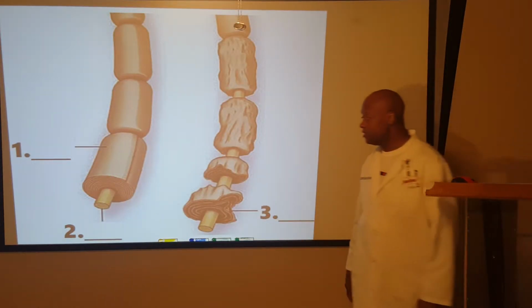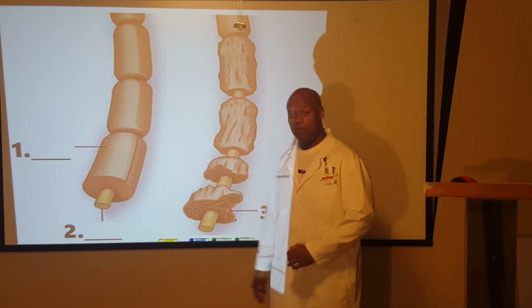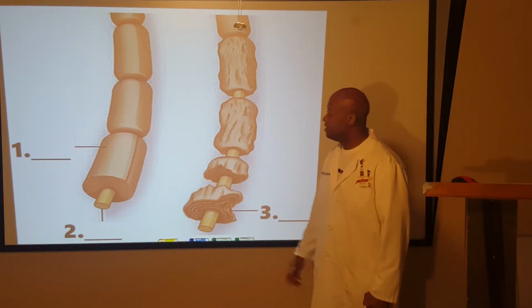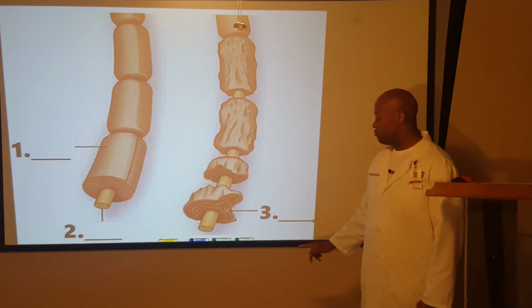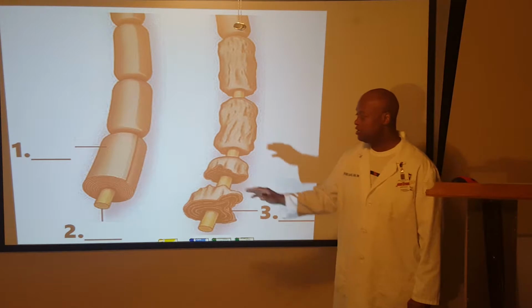Okay. Now here, of course, I want you to label this. We've got 1, 2, and 3 this time. So what are those? 1, 2, and 3.